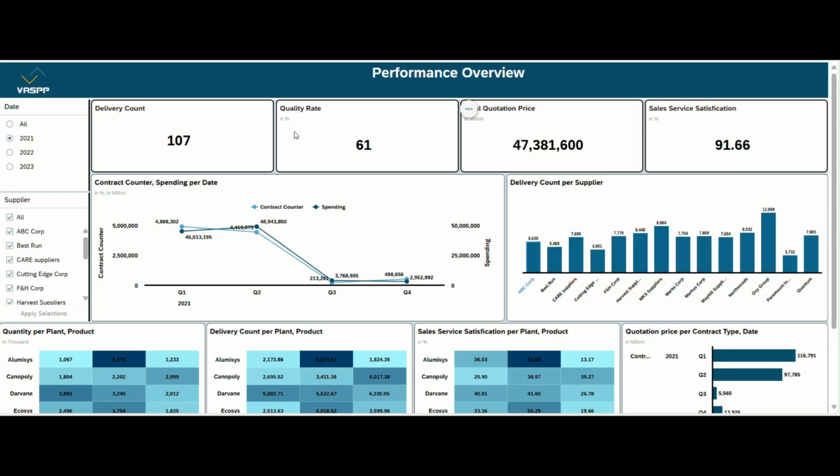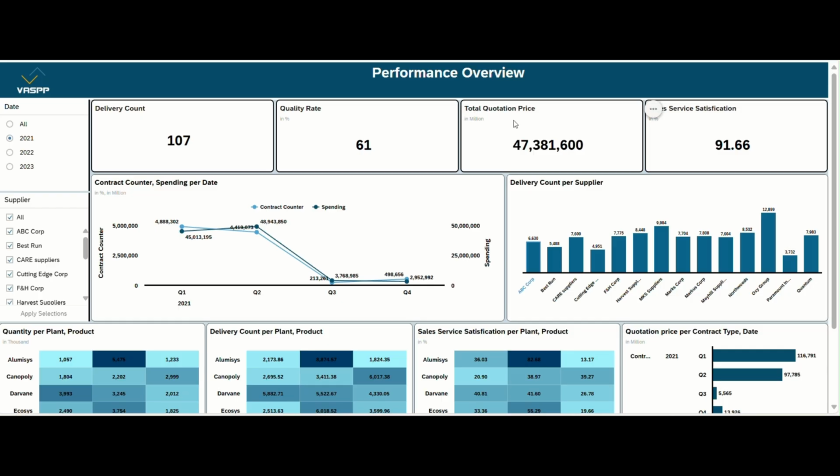Next is the quality rate, currently at 61%. This tells you how many of those deliveries met your defined quality standards. A lower quality rate can signal issues with specific suppliers or processes, so keeping an eye on this helps you reduce defects, avoid rework, and maintain customer trust.